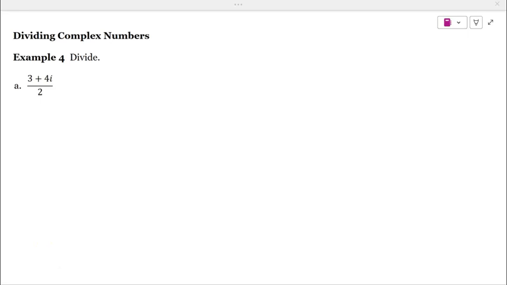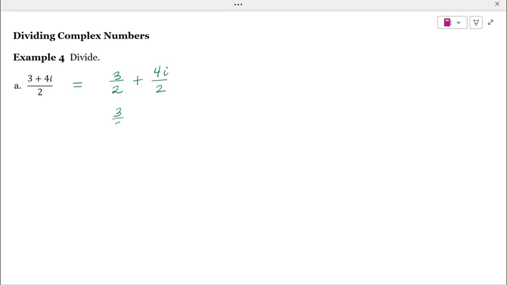Dividing complex numbers. When we divide complex numbers, we want our final answer to be in the form of a complex number, a plus bi. In this first example, we've got a real number in the denominator, 2, and so that 2 has to be divided into both of the items that are in the numerator. So this would be 3 over 2 and 4i over 2.